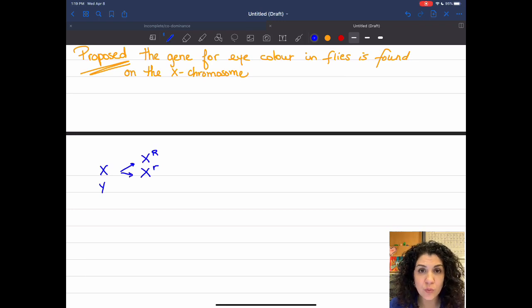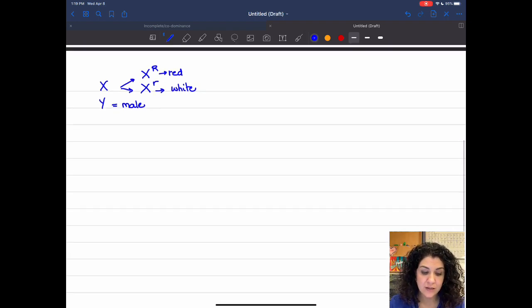The Y chromosome doesn't carry that particular gene. So the Y chromosome doesn't get a superscript, okay? It stays blank because the only thing that is going to be carrying that allele is the X chromosome. So in this case, this one is red, and this one right here is white, okay? This right here just makes the fly male.